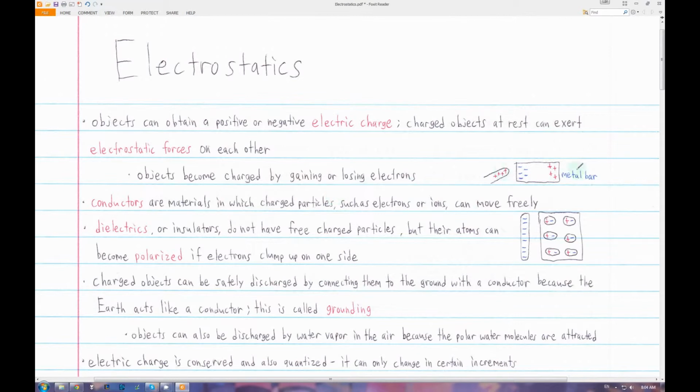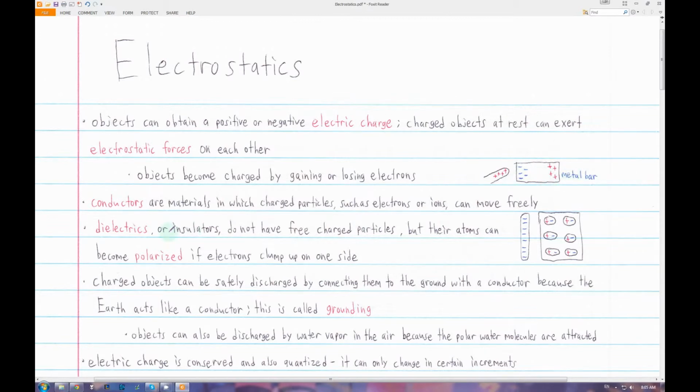So here we have a metal bar, and if we put a positively charged stick close to it, then the electrons in the metal bar, which are free to move around, will gather around here because they're attracted to the positive bar. And then since all the electrons are moved over here, it creates a positive charge over here, since there are no electrons.